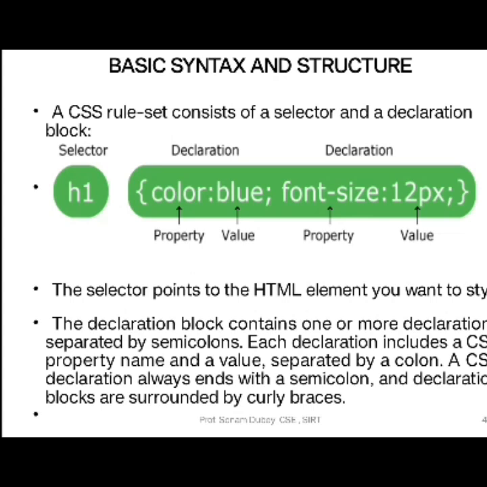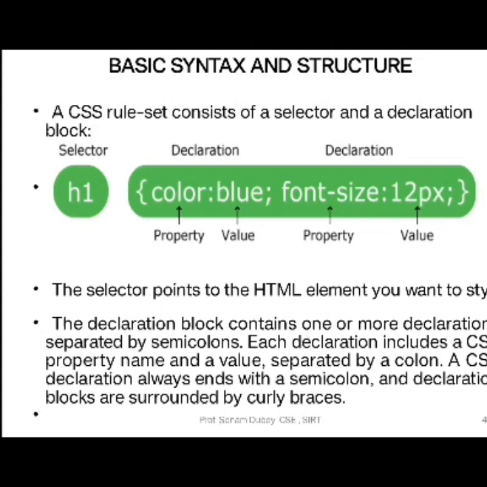For example, when we write any styles in a particular HTML web page, we can start with the heading section. So we use H1, and in the declaration part we open the curly bracket, then color, colon, blue. Here color describes the property and blue is the value of that property. And the next part, font-size colon 12px. So font-size is the property and 12px describes the value of that font size.